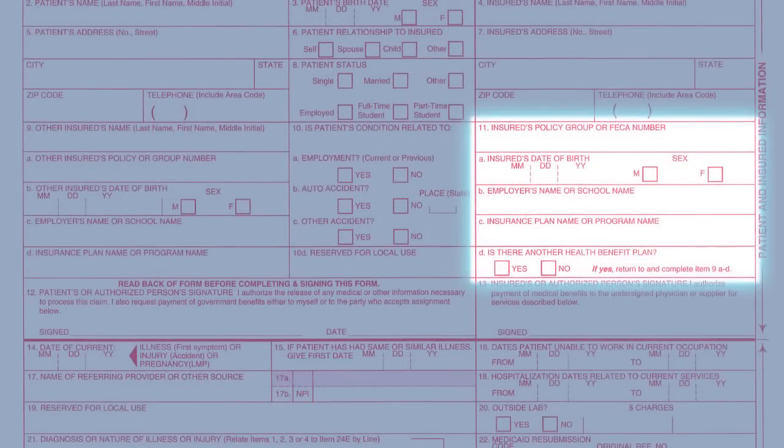Field 11. Only 11D is a mandatory field that must be completed. It reads, is there another health benefit plan? Select yes if the patient has a secondary insurance policy, and no if they only have one insurance plan.